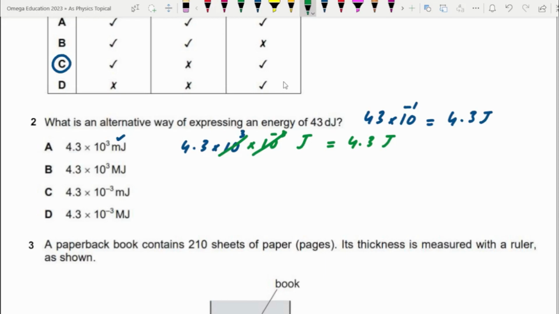Now if you're wondering how do we cross out 10 raised to the power 3 and 10 raised to the power minus 3, check it out. 10 raised to the power 3 times 10 raised to the power negative 3. Now you use the laws of indices. So what do you get? 3 minus 3, so 10 raised to the power 0, which is 1. So 4.3 times 1 would be 4.3. So the very first option is the right answer for question number 2.